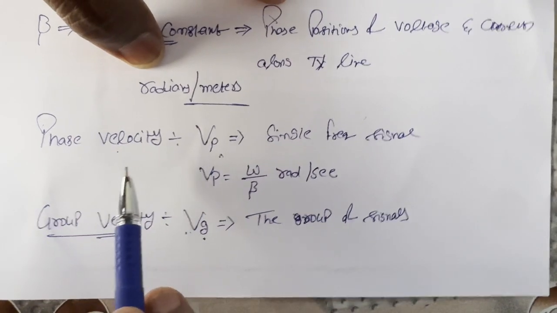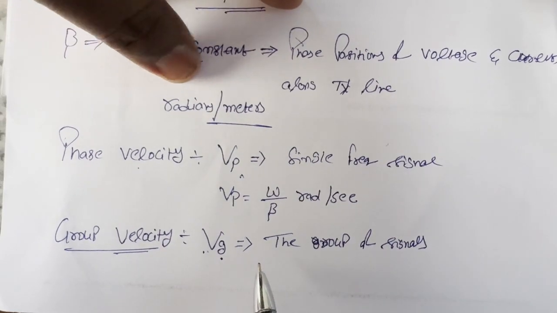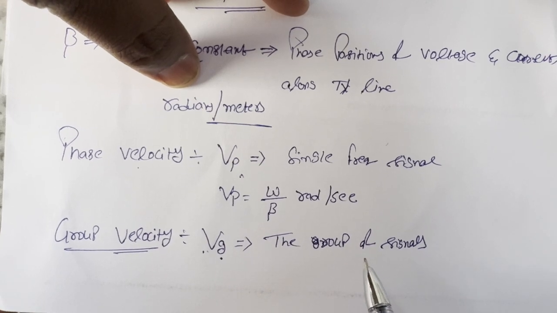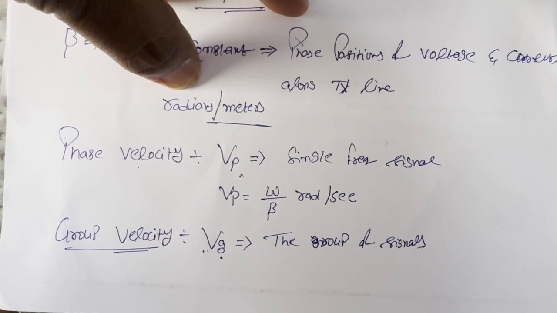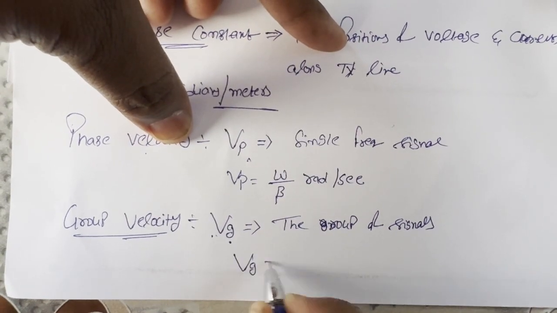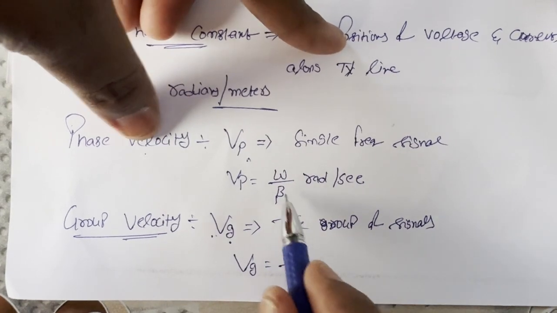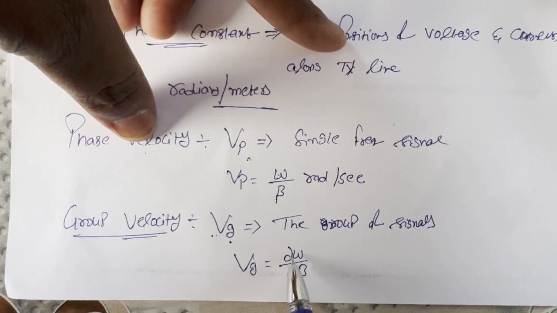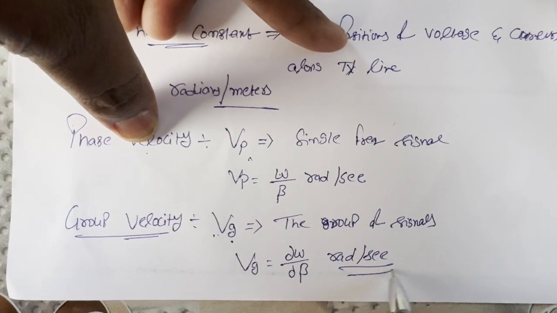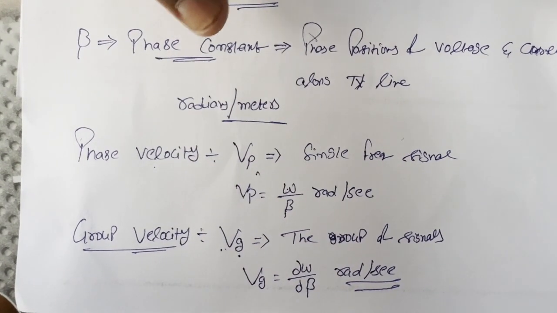Here phase velocity is for a single frequency signal, and group velocity is for a group of signals with different frequencies, and it will be given as V suffix G equal to dou omega by dou beta. Here it is omega by beta, here it is dou omega by dou beta radians per second. This is regarding primary and secondary constants.